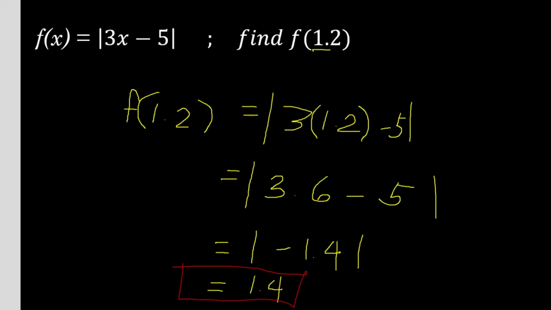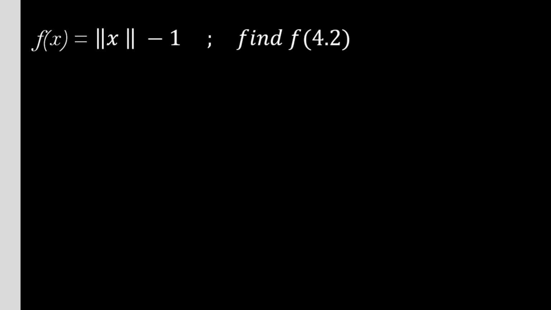Okay, let us proceed with the next one. f of x is equal to the greatest integer function of x minus 1. Find f of 4.2. So the same process, we are going to substitute the value of x to the function. So you have f of 4.2.